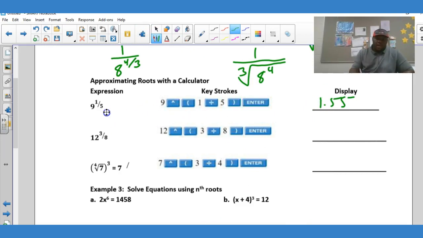But for the sake of this, I want you to write this as a radical. Remember, the denominator is your index. So the 5th root of 9 to the 1st. This one, we're going to rewrite as a radical first. So again, the denominator 8 is your index. You have the 8th root of 12 cubed. And then we can solve that.